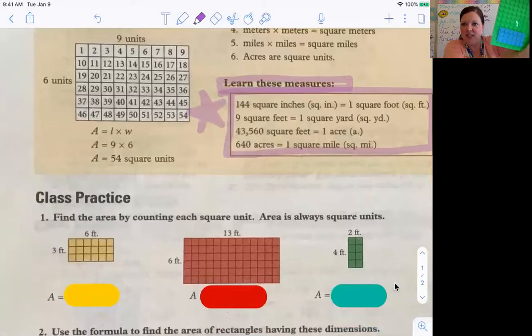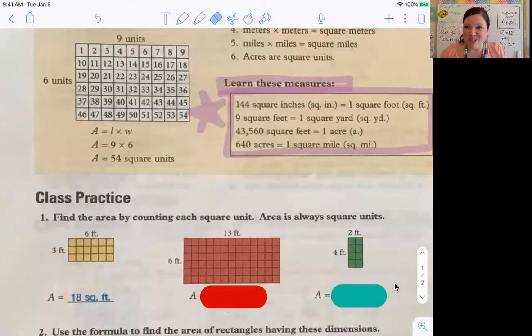Actually, let me turn it this way. Now it matches. If we were to count all of those and add them together, how many would we have in all? We would have a total of 18. 18 square feet. Don't forget to put SQ period in front of the unit for feet. Area is always squared. Let's go to the next one.